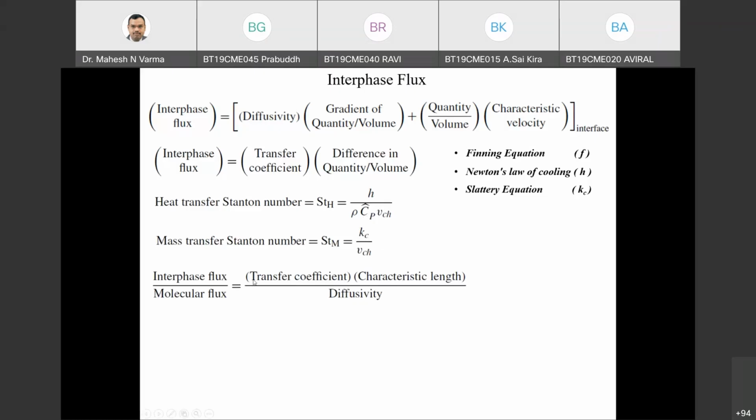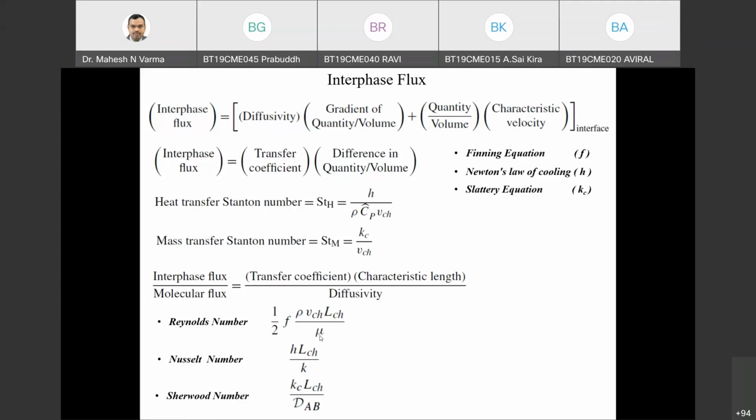Rearranging the equation, it gives a generalized transfer coefficient multiplied by characteristic length divided by diffusivity. That represents the interface flux. So interface flux in momentum transfer gives me the Reynolds number. This is the equation: half friction factor, rho V_CH L_CH by mu. So this is the Reynolds number. Then we got the Nusselt number, which is hD by k or hL_CH by k, and the Sherwood number is k_L divided by D_AB.